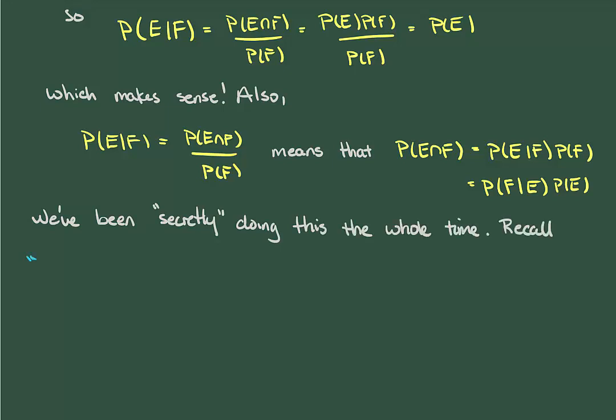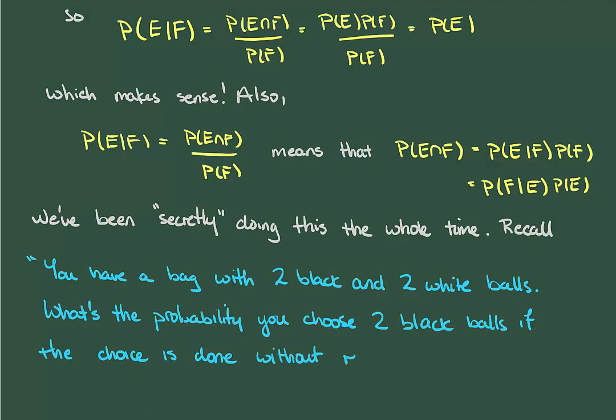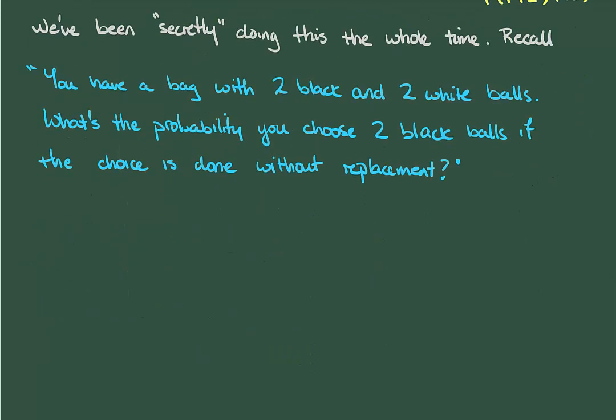If you go back and check out the independent events video, we gave a non-independent example wherein a bag was filled with 2 black and 2 white balls. In that video, we were asked to determine the probability that both balls were the same color, but let's just focus on the special case where both balls are black.